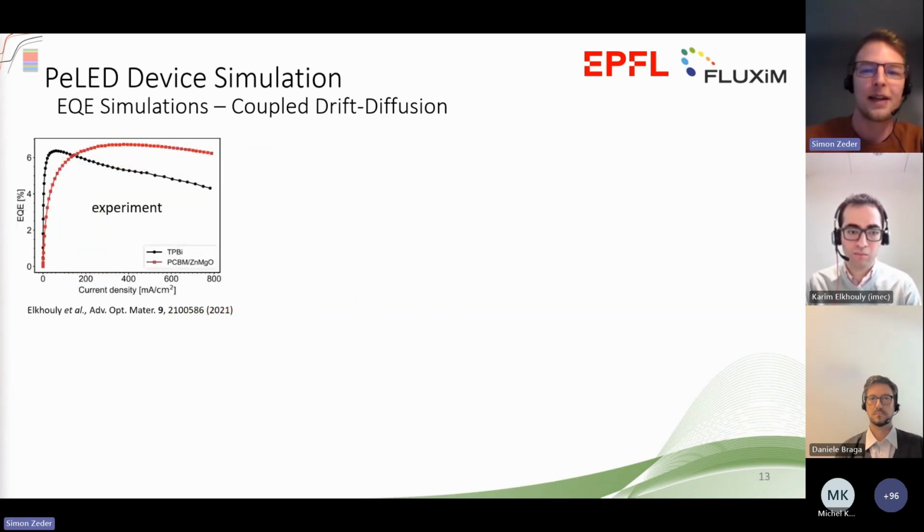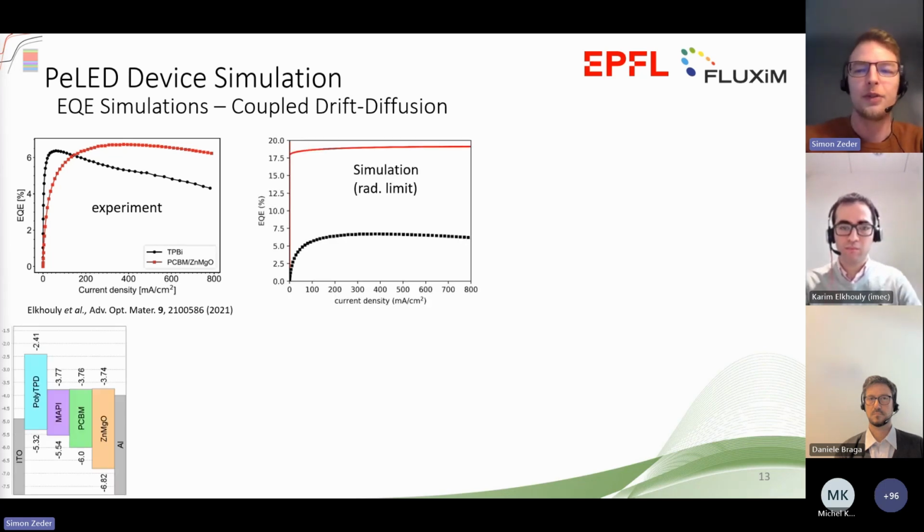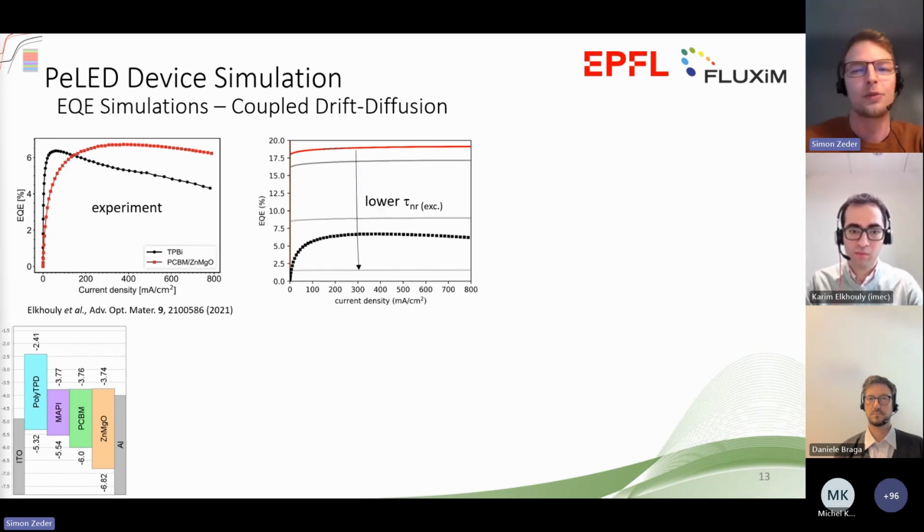Now, apart from band alignment issues, we also wanted to investigate the influence of non-radiative recombination, so an IQE of less than 1, where we again show the simulated EQE in the radiative limit as a reference, together with the experimental EQE of the device B. So there are now multiple ways to reduce the radiative efficiency in the perovskite. On the one hand, the excitonic non-radiative lifetime can be lower, so the probability of non-radiative versus radiative decay becomes larger, leading to a rather homogeneous decrease of the EQE.